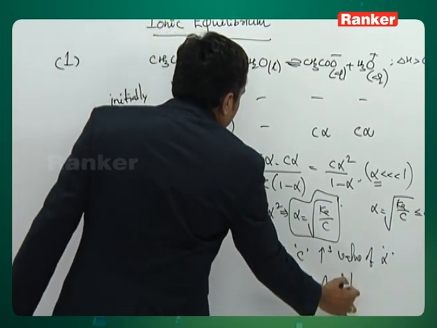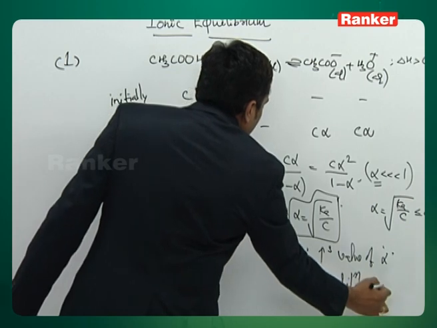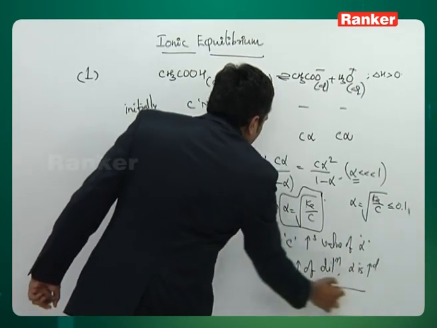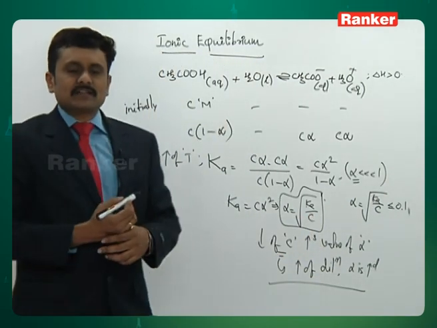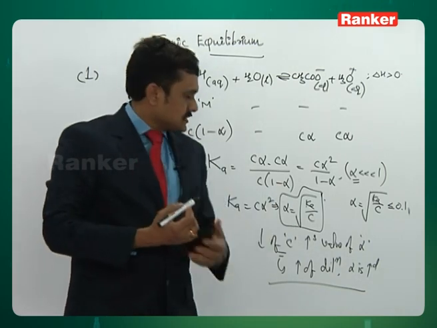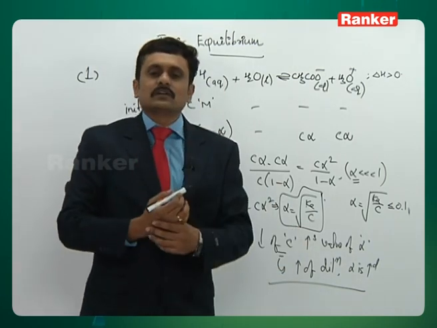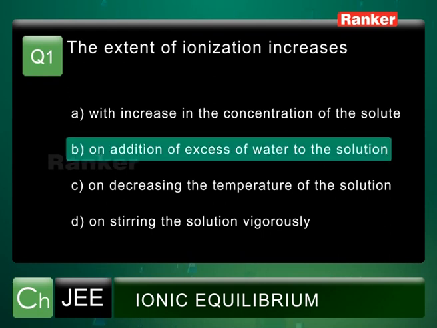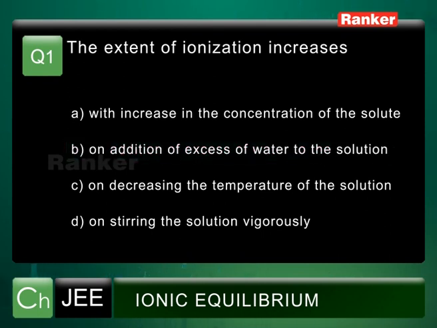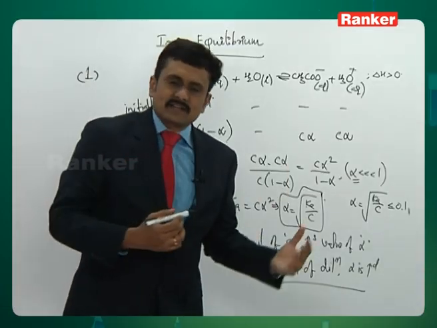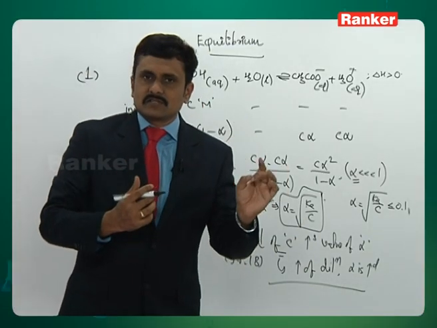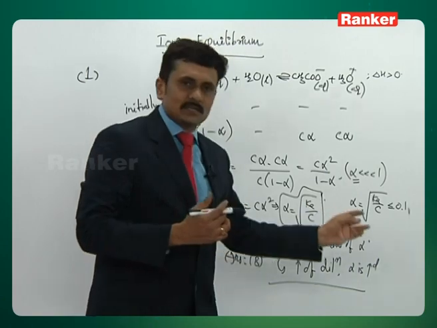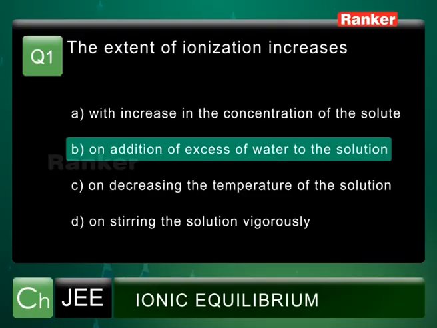What I mean to say is that when I increase the dilution, the water content in the given solution, I can expect the alpha value to rise. Therefore the correct answer for this question is option B, where when you add excess water, or keep diluting the solution, you will get a higher value of alpha for any electrolyte dissociating in a given solvent.